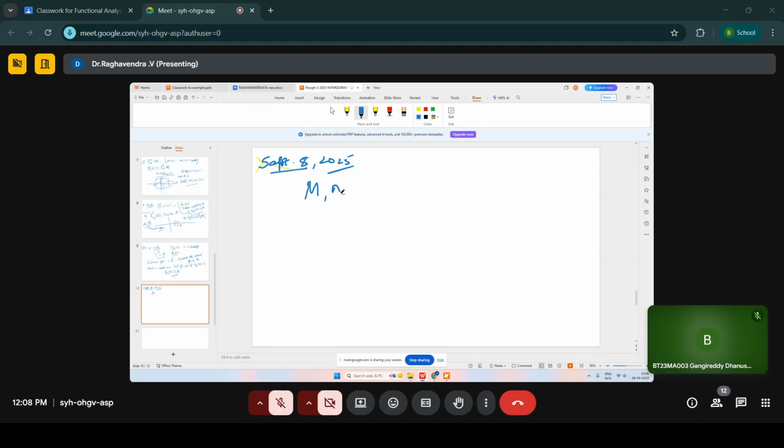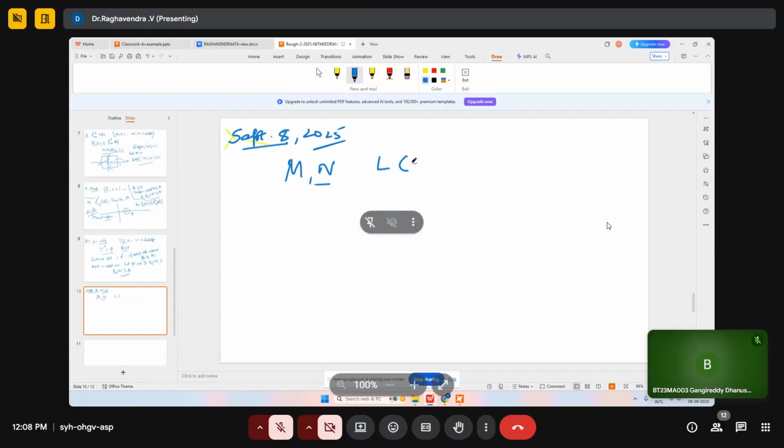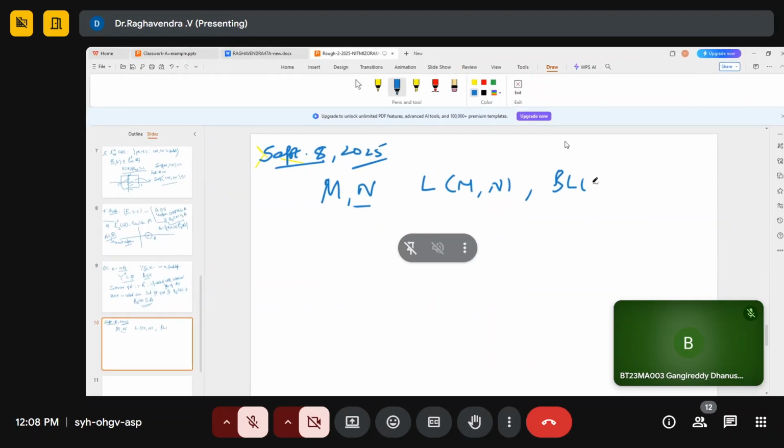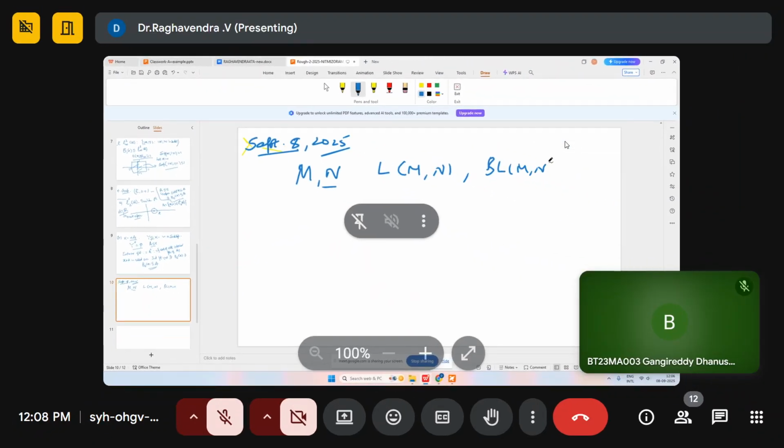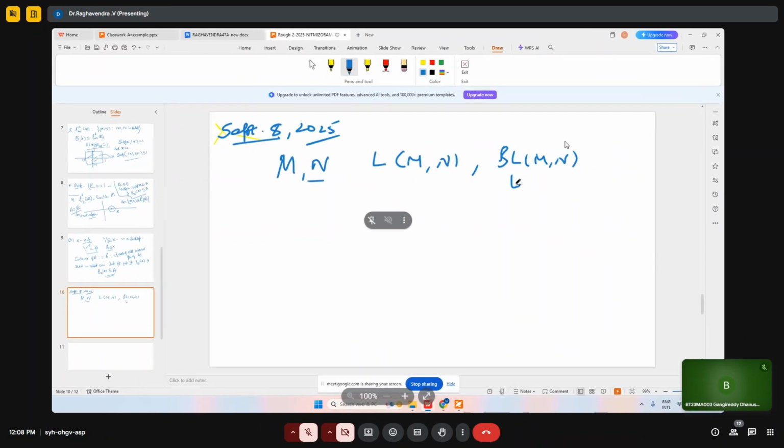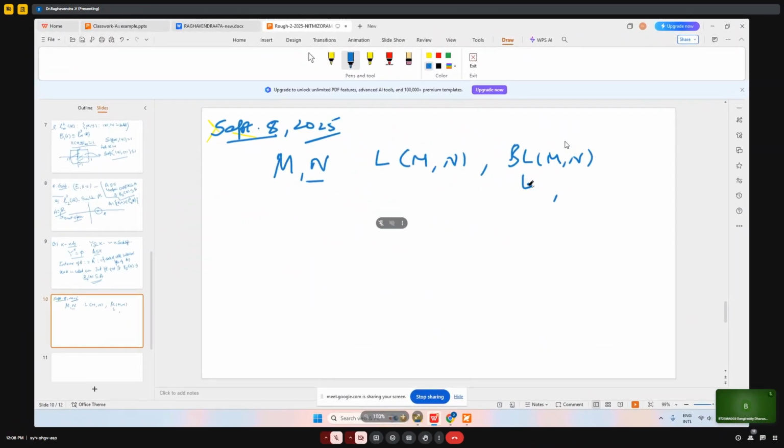M and N. Then we have linear operators from M to N. Then we have bounded linear operators from M to N. These are also continuous ones.